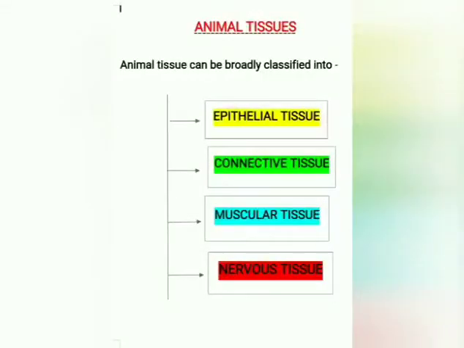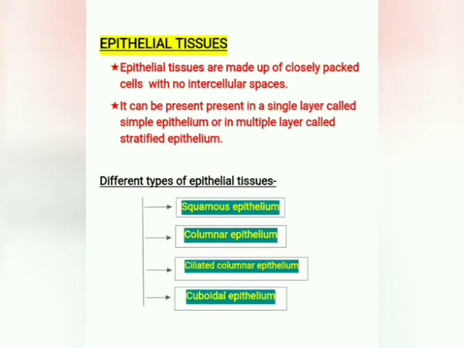On the basis of type and function of the cells, animal tissues can be grouped into four basic types: epithelial tissues, connective tissues, muscular tissues, nervous tissues. Epithelial tissue is a thin, protective layer of cells which covers the external surface of the body as well as the inner lining of all the internal organs.